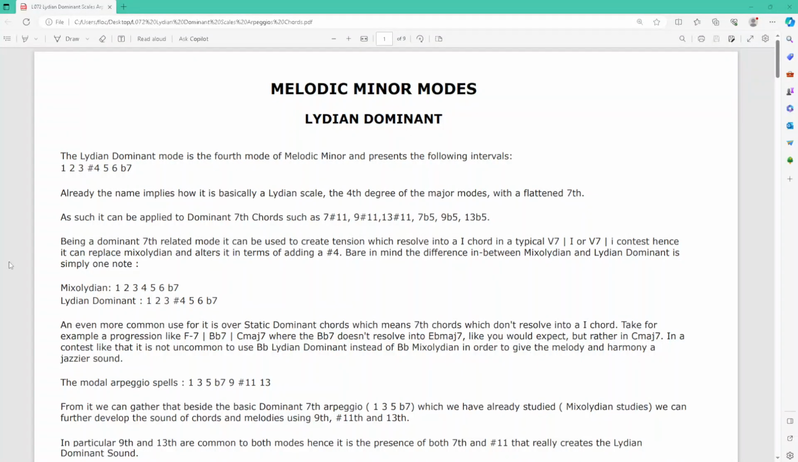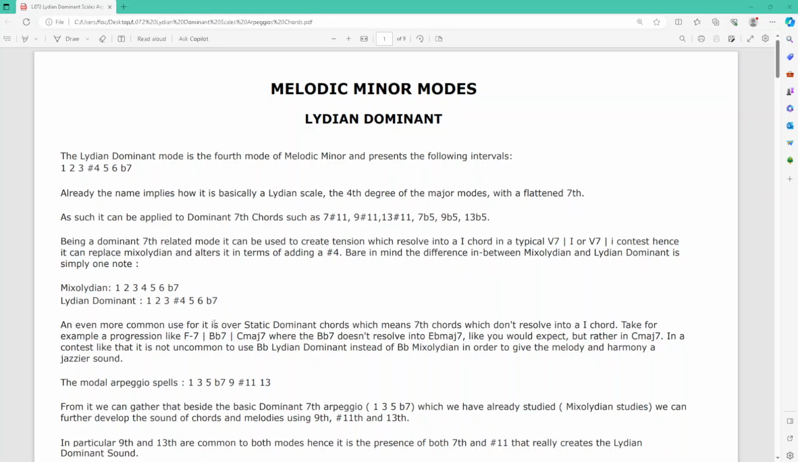But let's go back to the PDF. So in that context, you can replace Mixolydian and altered in terms of adding a sharp 4, and I already explained that. And bear in mind the difference between Mixolydian and Lydian dominant is simply one note, which is basically the sharp 4. Here is a Mixolydian, and by interval, here is the Lydian dominant.